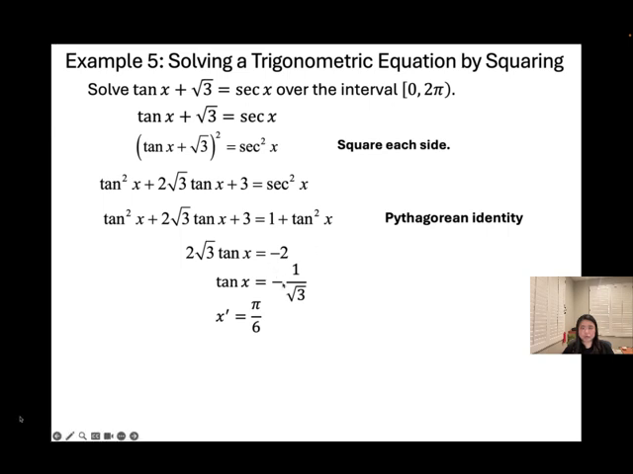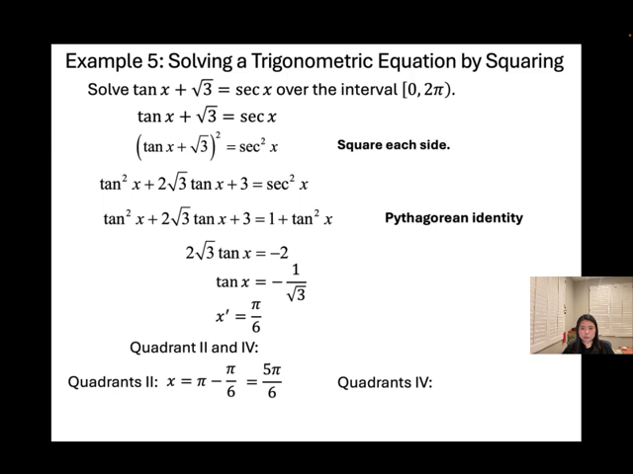And then the negative tells you that the angle will be in quadrant 2 and quadrant 4. So quadrant 2 will be pi minus the reference angle, which is 5 pi over 6. Quadrant 4 will be 2 pi minus the reference angle, which is going to be 11 pi over 6. So that will be the solution set.